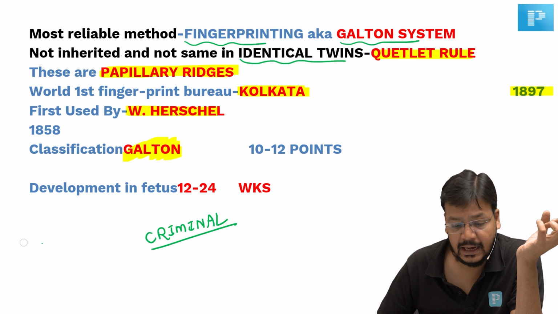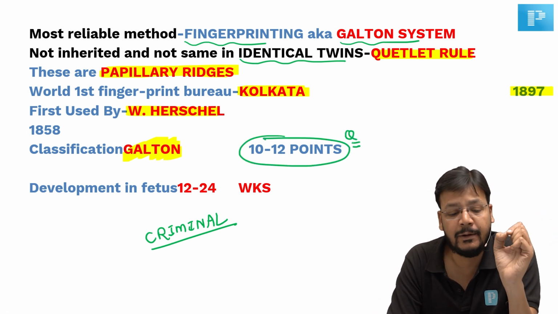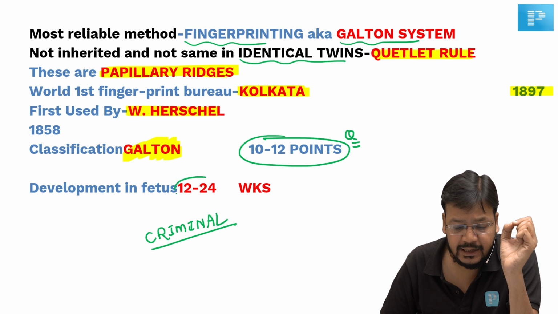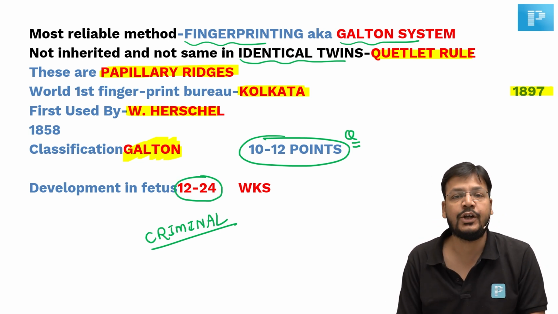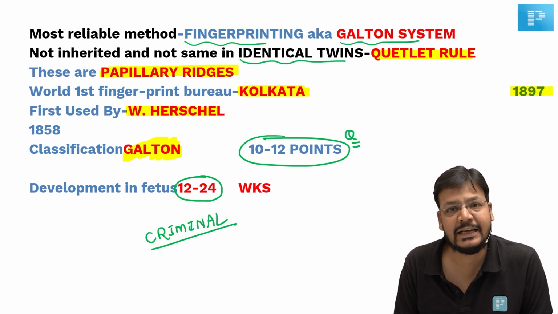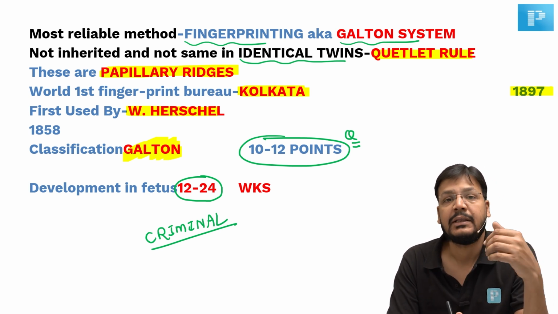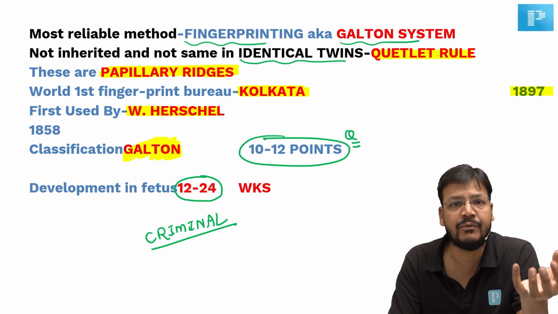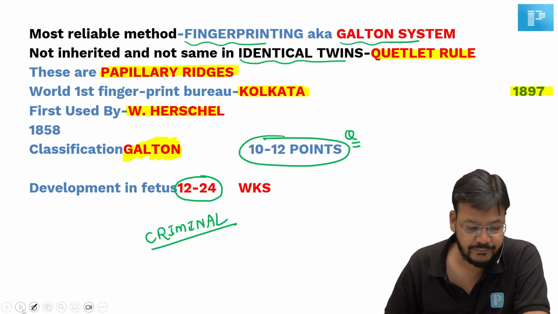How many points are the minimum point criteria for fingerprint? 10 to 12 points. And fingerprint in the fetus develops in the 12th week, completes in 24 weeks. 12 ones are 12, 12 twos are 24. This is fingerprint, the best method of criminal identification. The best method for a decomposed body would be DNA. So this is the Galton system.